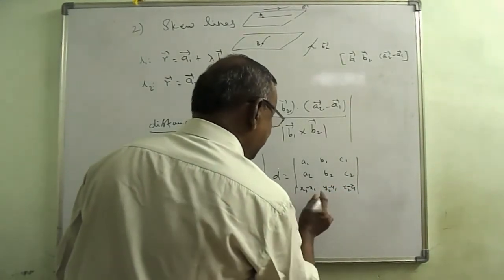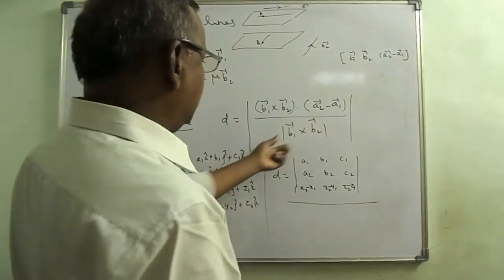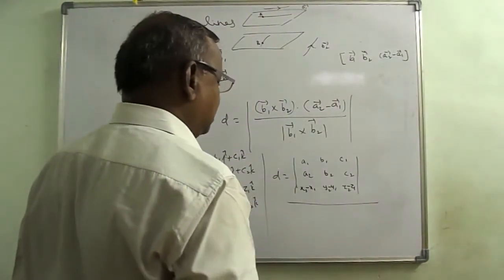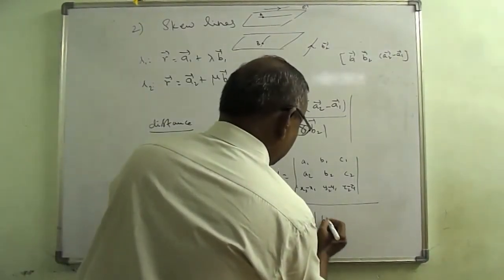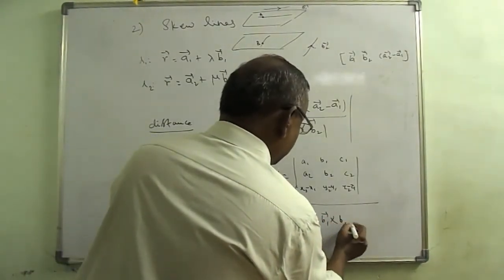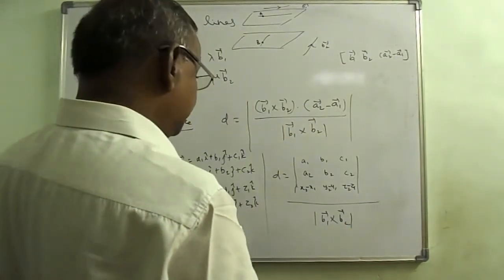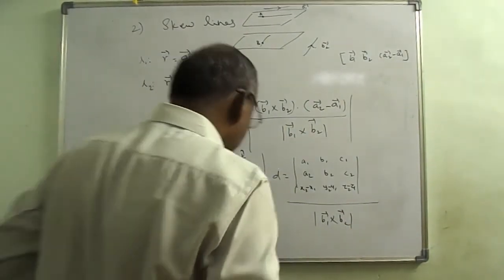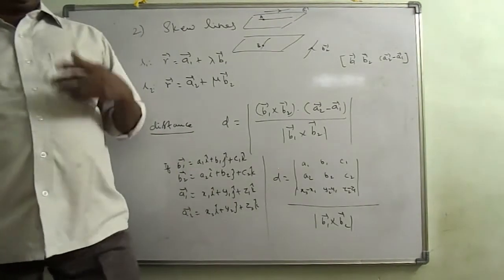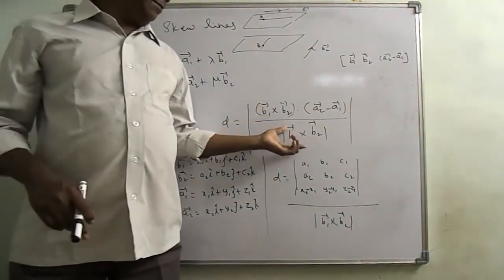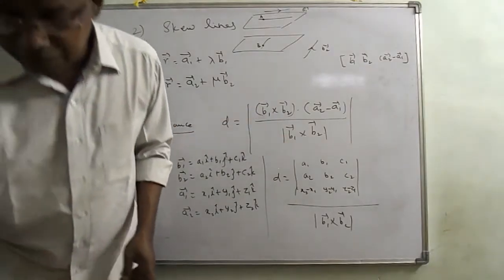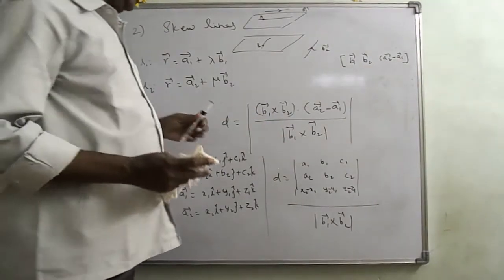So this is the numerator, and for the denominator you know how to calculate B1 cross B2 and take the modulus, that is modulus of B1 vector cross B2 vector. So using these two formulas, that is, finding the distance between parallel lines as well as the distance between skew lines, we can solve the problems given in the exercise as well as the examples.